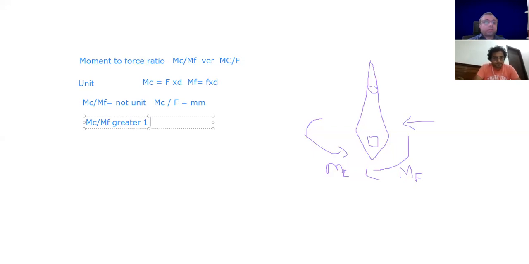And the other ratio is MC/F, which is equal to 12 or something like that. More than 10. Yes, we write more than 10. 11, 12, anything it can be. More than 10.